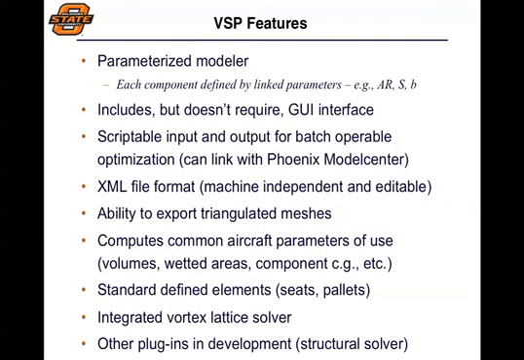Now, some of the features. First and foremost, it's a parameterized modeler. And what that means is each component, for example, the wing, is going to be defined by certain parameters that are linked by those parameter definitions. For example, we have the wing area, S, we have the wingspan, B, and we have the aspect ratio, which is defined as B squared over S. So if you change aspect ratio, it'll automatically change S and B for you. Change S, it automatically changes aspect ratio and B. So these things are linked together with one another.